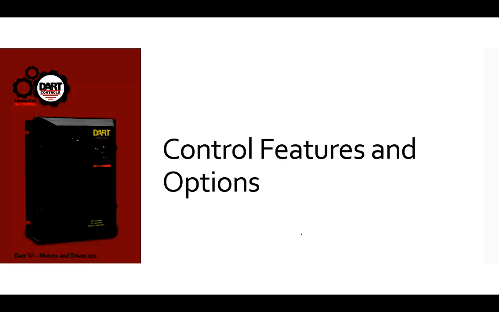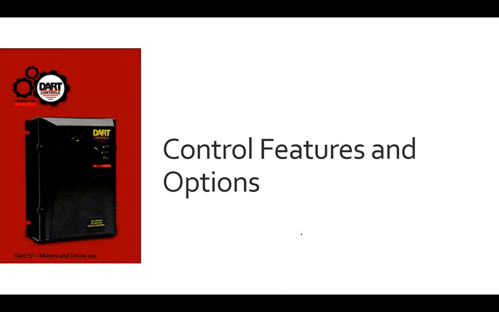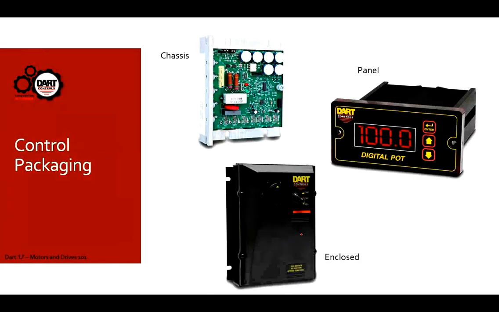Let's focus a little bit more on controls in general, and so let's talk about packaging. Typically, for most suppliers, there's really only two choices: a chassis and enclosed. But there are some manufacturers out there that actually make a panel type control package. So the chassis, obviously the electronics are exposed. This is intended to be mounted inside of a control cabinet or a control box with other components.